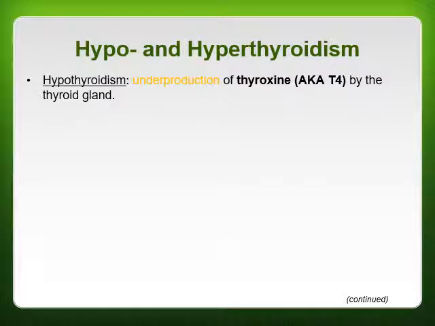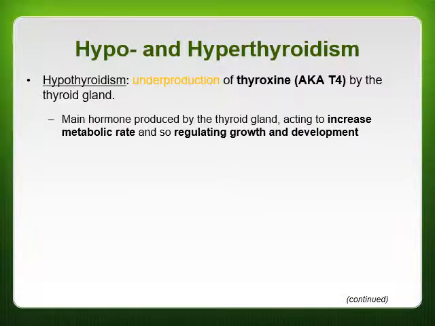Hypo and hyperthyroidism. Let's talk about hypothyroidism, the underproduction of thyroxine, aka T4, by the thyroid gland. It is a main hormone produced by the thyroid gland, and what it does is it helps to increase your metabolism and will then regulate growth and development. So if you don't have enough of it, and it's not producing anything to increase your metabolism, you could see how that might become a problem.